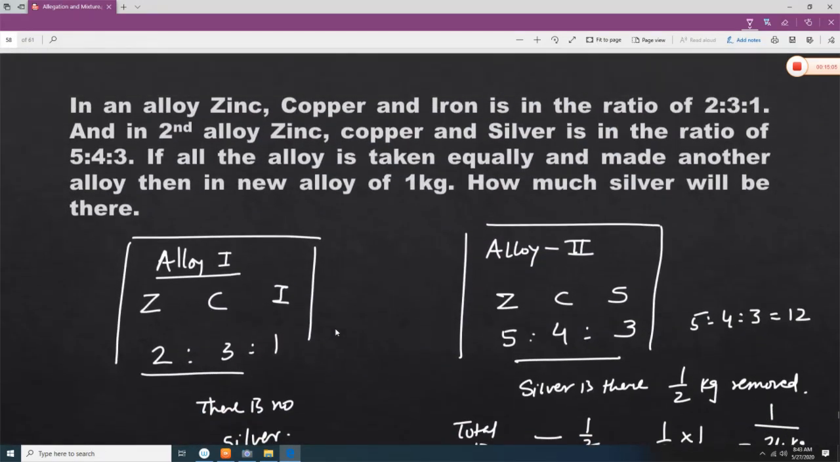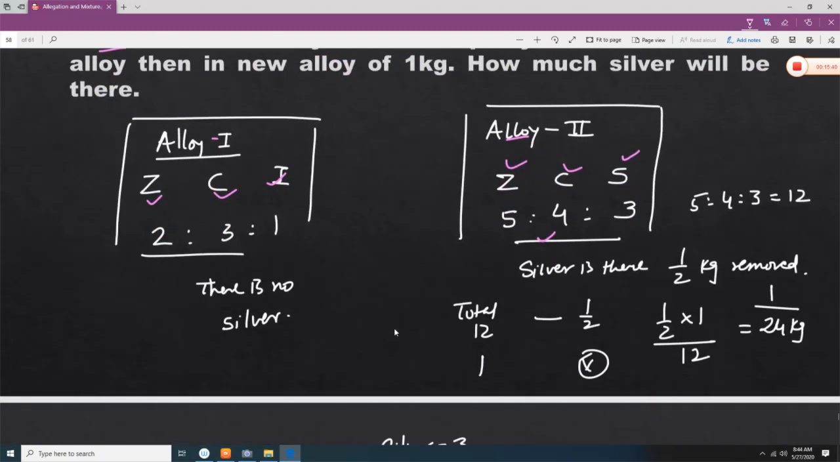In an alloy, zinc, copper and iron are in the ratio of 2:3:1. So in the first alloy, that is zinc, copper and iron in 2:3:1. And in the second alloy, there is zinc, copper and silver, in the ratio of 5:4:3. If all the alloys are taken equally and made into another alloy, then in the new alloy of 1 kg, how much silver will be there? Now you see, here there is no silver, that is zinc, copper and iron.